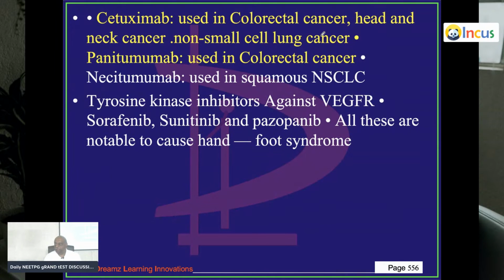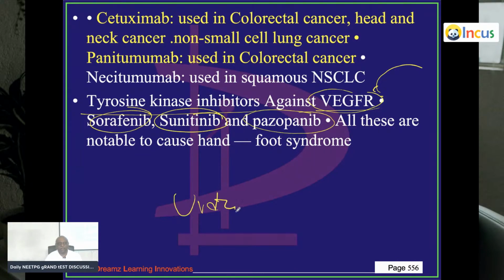Then what are the tyrosine kinase inhibitors against vascular endothelial growth factor? Sorafenib, sunitinib and pazopanib. Learn some Urdu also for the entrance exam. Alif, be, pe, te. So learn Arabic and Urdu also. So VEGFR: sorafenib, sunitinib, pazopanib.